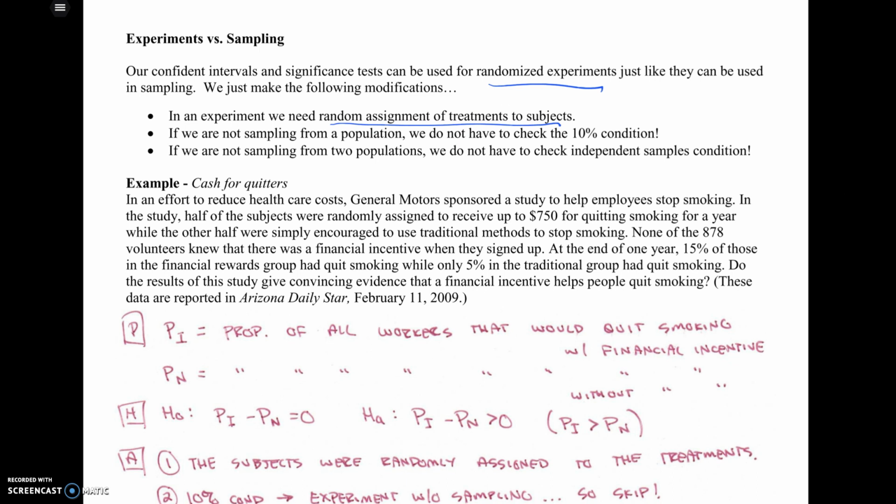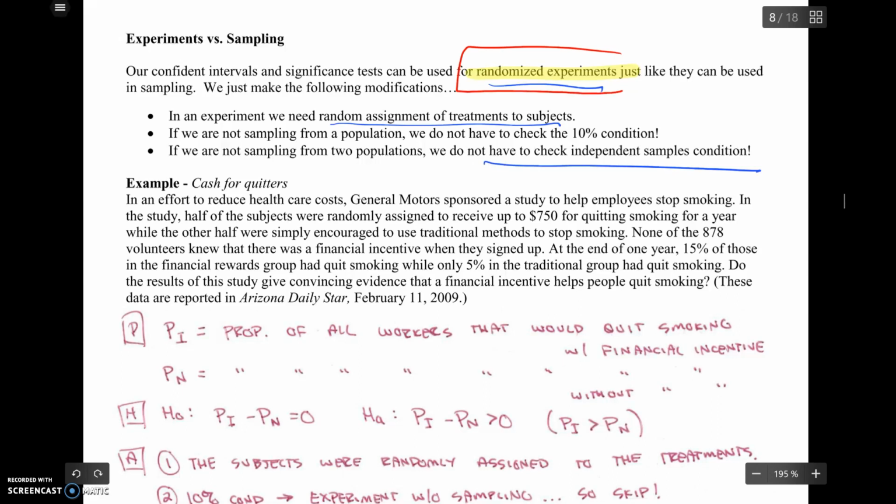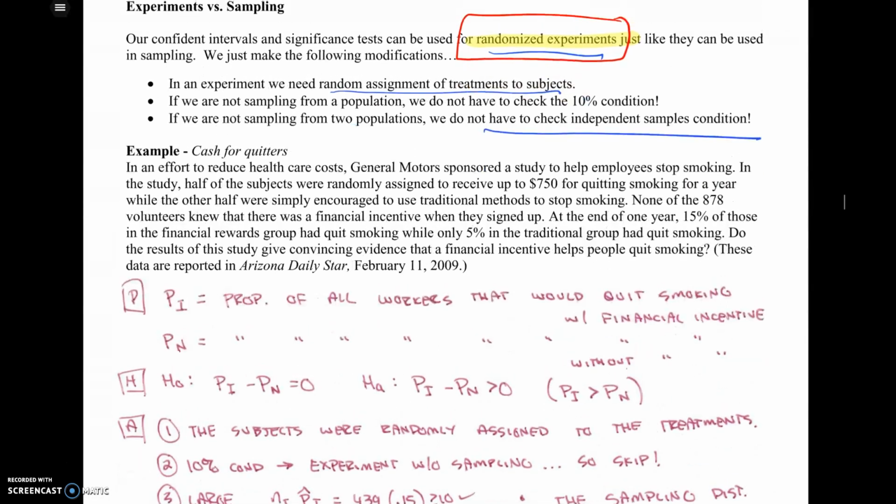So we have to change the wording of that first check. If we're not sampling from a population, we don't have the 10% condition. If you're not sampling, then you don't need to make sure your sample size is less than 10% of the population size. If we're not sampling from two populations, we do not have to check the independent samples condition. It shouldn't be trivial that we can use a two-sample z-test for the difference in proportions in an experimental setting. It's a little more complex about why we're able to do that, but that's a little beyond the AP Stat class. So you can do it. We just need to make these modifications.